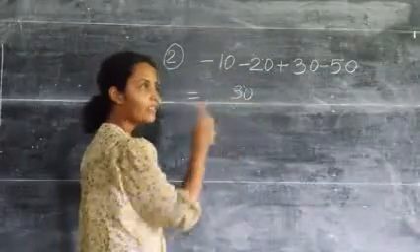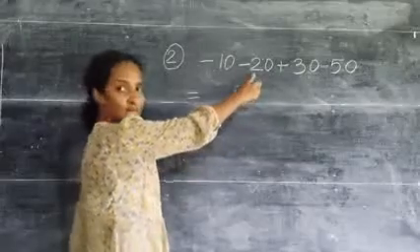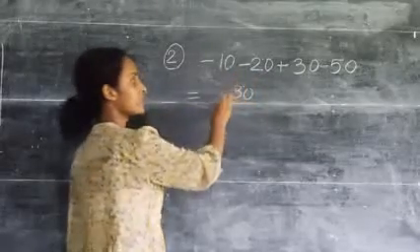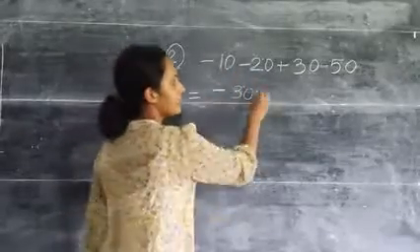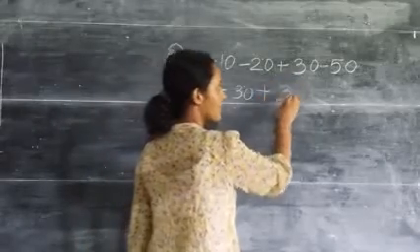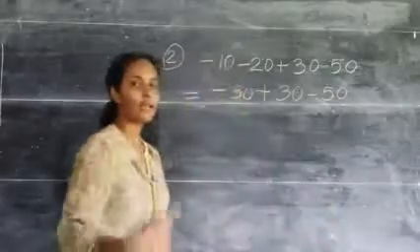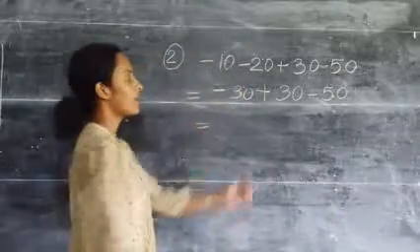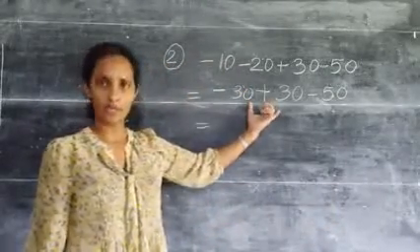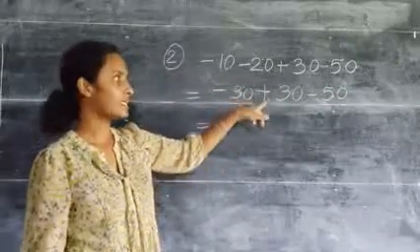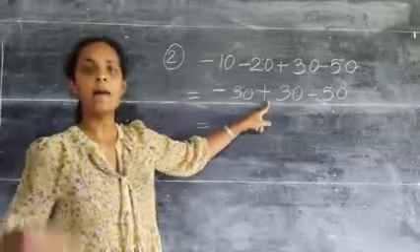What is the answer sign? Greater number sign. The greater number is 20, which has sign minus. So minus 30, right? Plus, whatever is left, you write it as it is. Plus 30, minus 50. Right? Now again, the same step repeats. 30 and 30 are the 2 numbers that we consider. Look at the signs. Minus, plus. What do we do? Minus.